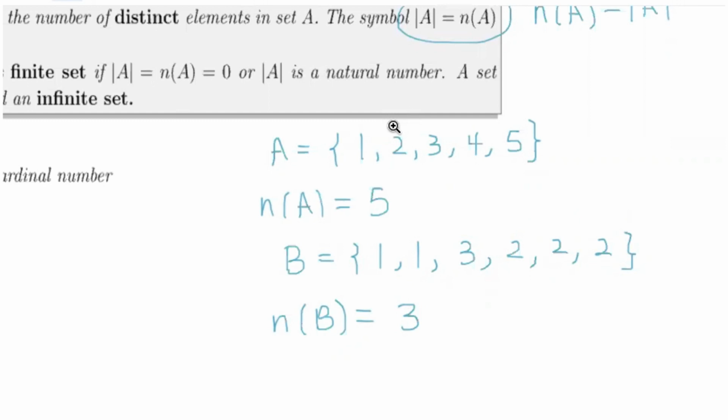Okay, 3 elements. So that's what we call distinct elements. We do not count double, triple, and things like that. We only count once. Are we okay with this? Let me give you another example. Any question on cardinal number? Okay, so it's good.